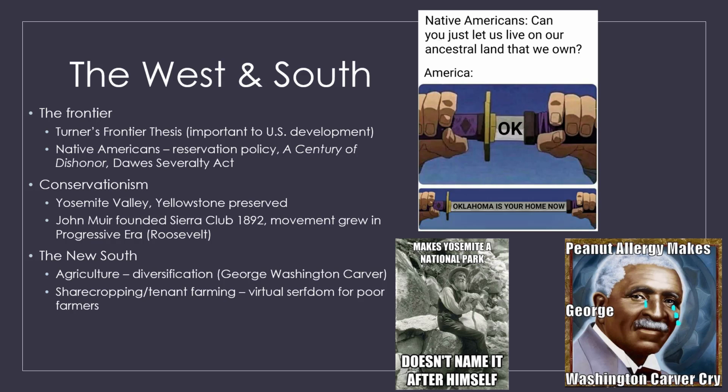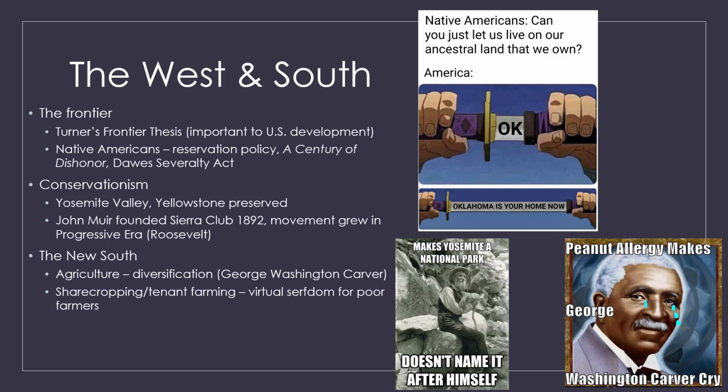Helen Hunt Jackson will write A Century of Dishonor, just basically making known all of these horrible things the American government and the American people did to Native Americans. You'll see early conservationism and an attempt to conserve the natural spaces in the country. Yellowstone will be preserved, Yosemite Valley, the Grand Canyon. John Muir, who will help found Yosemite National Park, will found the Sierra Club in 1892, and the conservation movement will start out small but will grow during the progressive era under Theodore Roosevelt.